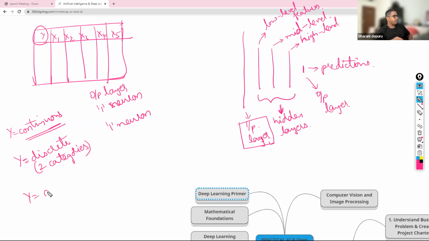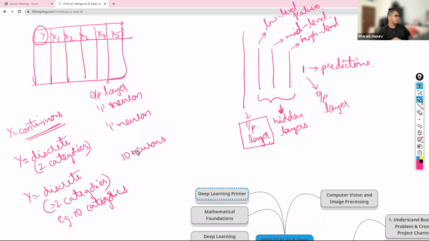And if your output variable is discrete with more than 2 categories, say for example 10 categories, then in the final layer you're going to have 10 neurons. If you have n categories, whether it is 10, 3, 4, 5, 6, whatever the count, then you'll have n neurons.